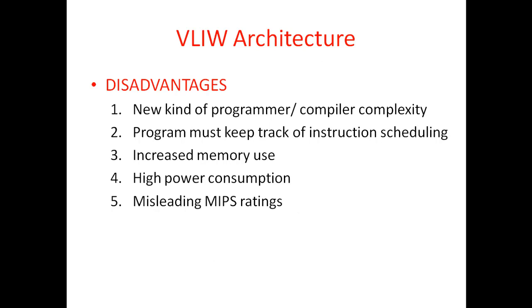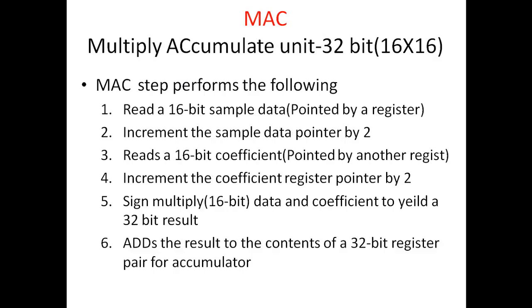The disadvantages are a new kind of programmer or compiler complexity. The program must keep track of instruction scheduling, increased memory use, high power consumption and misleading million instructions per second ratings. MAC, a multiply accumulate unit. It can multiply 16 by 16 data.